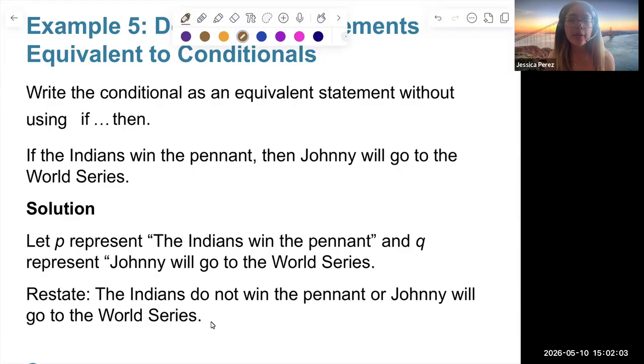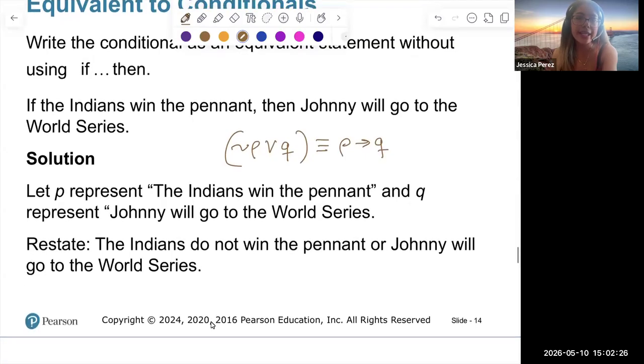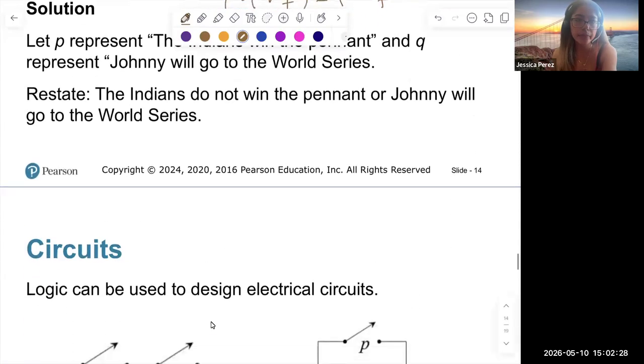Again, you're negating one of the statements and you're changing it to an or. So it'd be not P or Q. So this is actually equivalent to P implies Q. So you negate P or Q. These are equivalent statements.